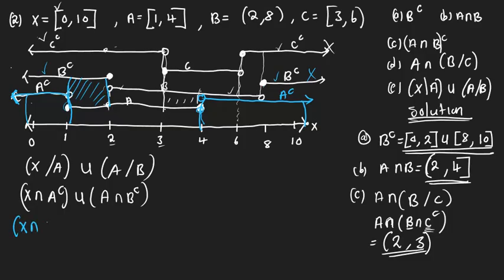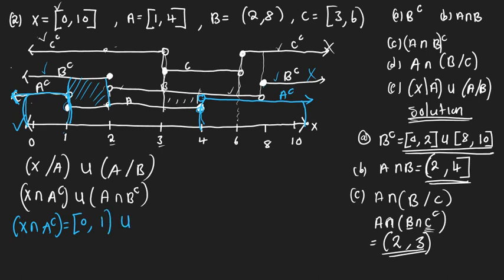X intersection A complement is this set. Where is it? X intersects with A complement. This is X, so A complement is here. This is A complement. It is going to come from 0 included because that was part of the universal, but 1 is not part of A complement, so we are going to open the circle at 1.